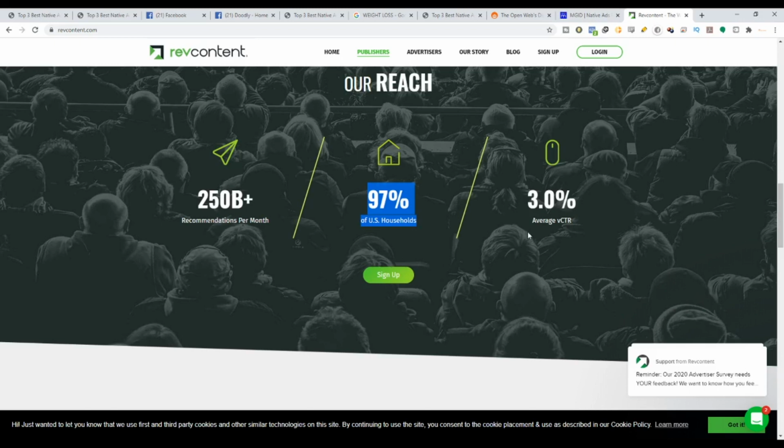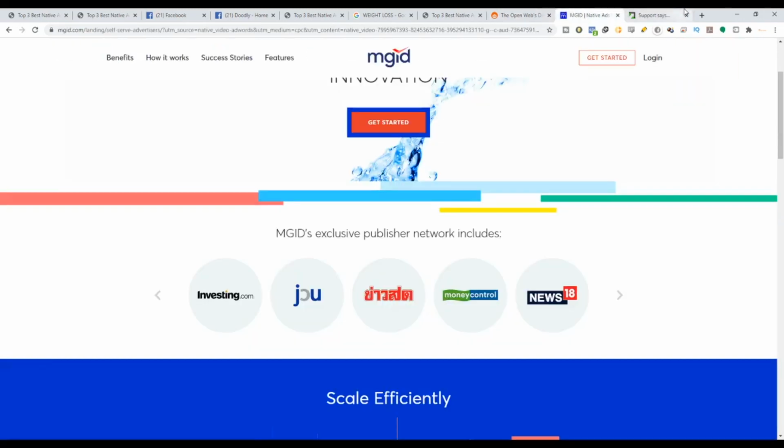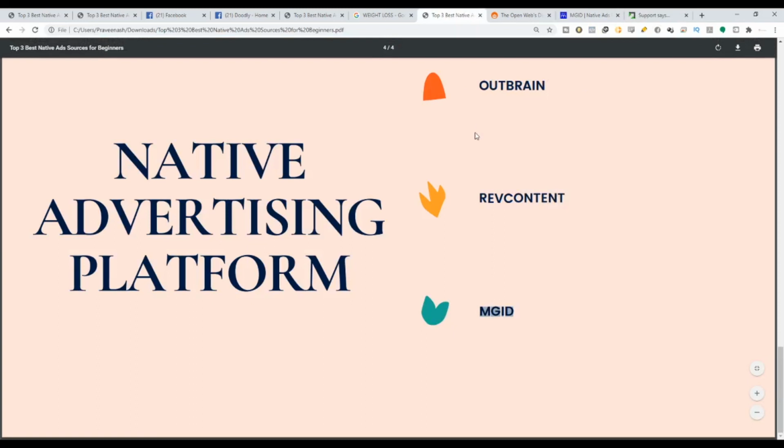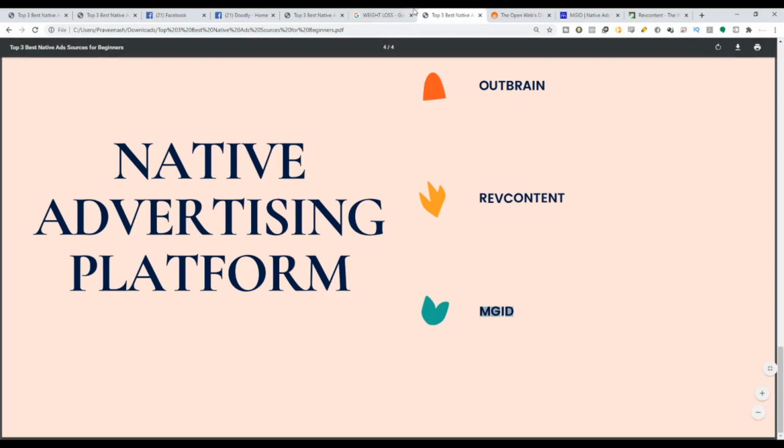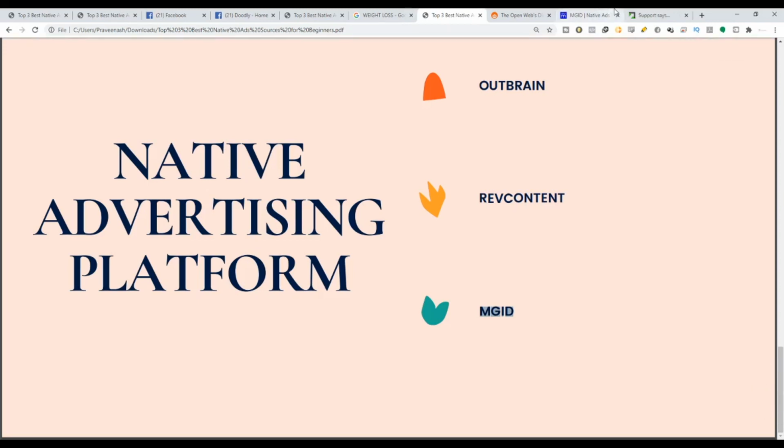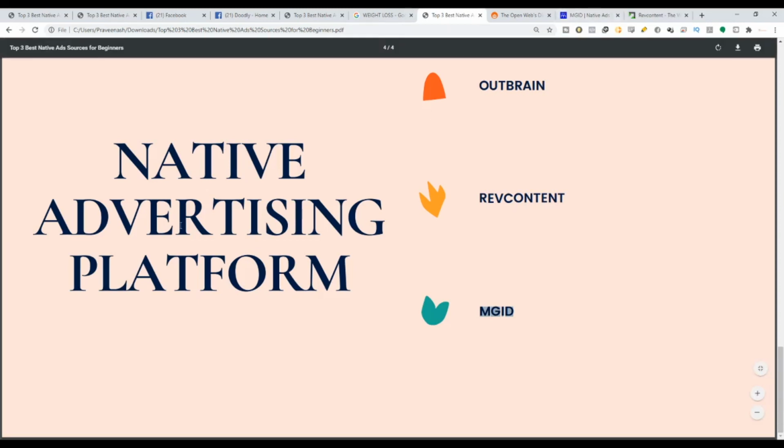So it's very important that you know the pros and cons of each of these advertising platforms. I only mentioned three advertising platforms here. I did not mention more because these are my personal favorites, which I think offer the best traffic sources for native ads, guys. But there are at least 50 native advertising platforms out there that you can check out, and each of them has its own pros and cons.